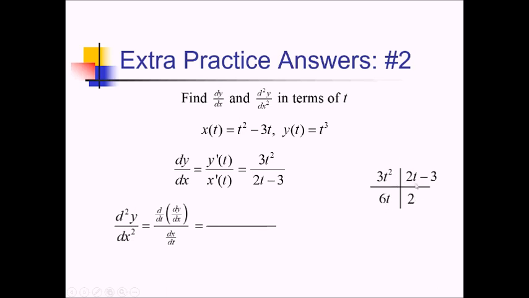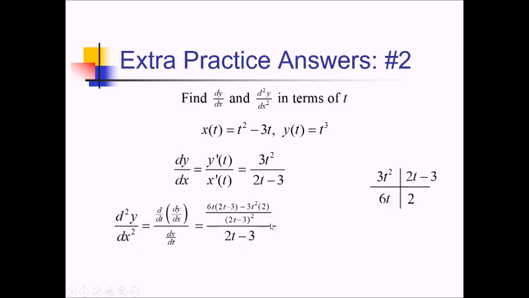Using the ribbon to multiply all that out. And this is all happening in the numerator of this huge fraction now. So we've got 6t times 2t minus 3, and then minus 3t squared times 2, all of that over 2t minus 3 squared. Now all of this is being divided again by x prime, which is 2t minus 3.